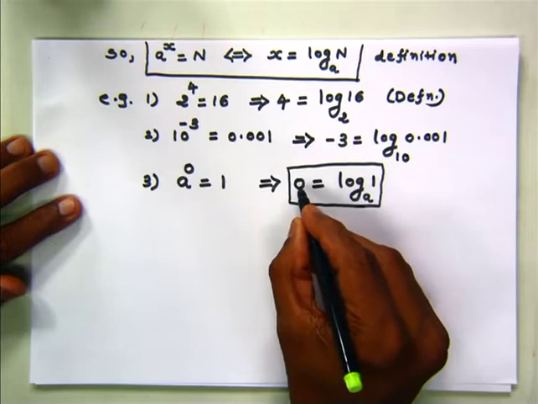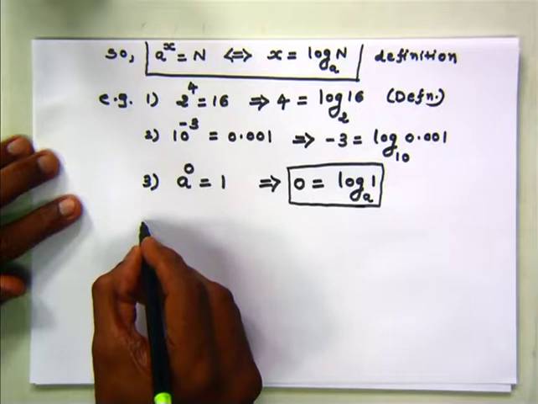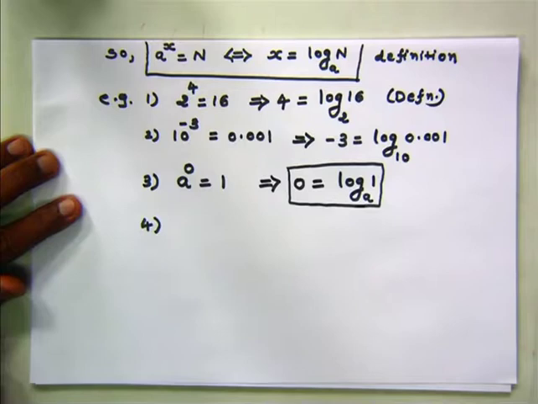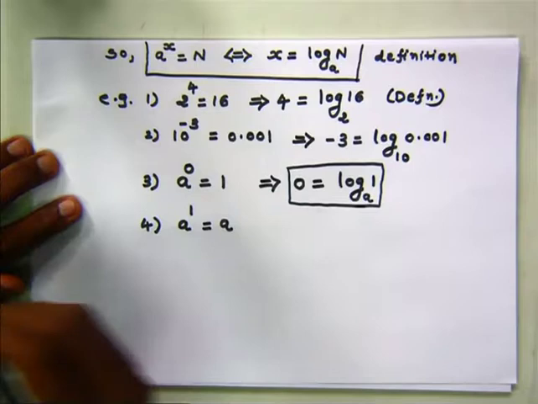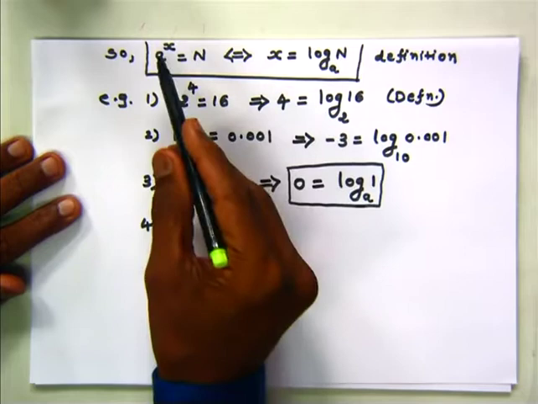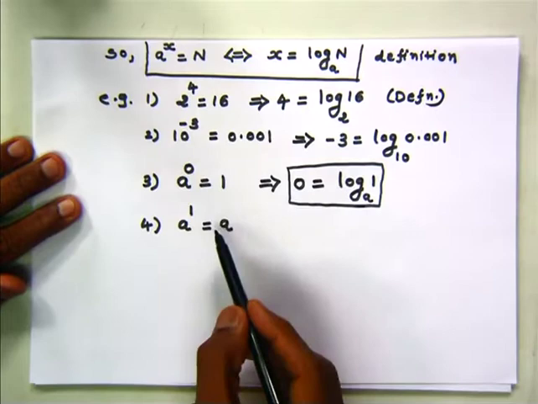Log of 1 with respect to any base, it is 0. Fine. Suppose I write a raised to 1. Well, a raised to 1 means a. Let us again apply the definition. What is your x? 1. A is a, n is a.